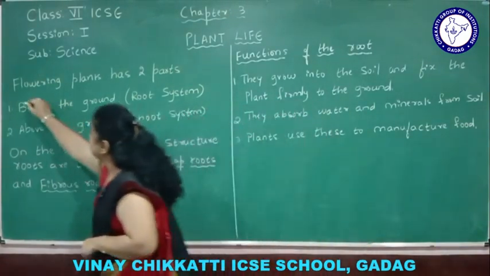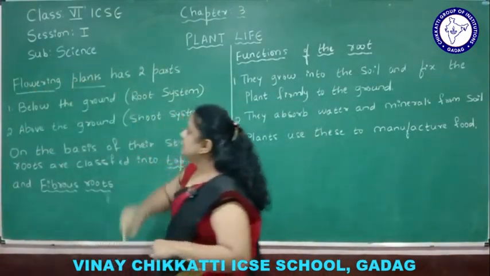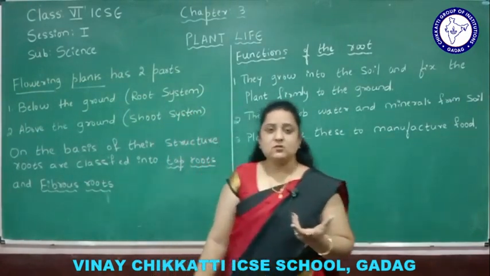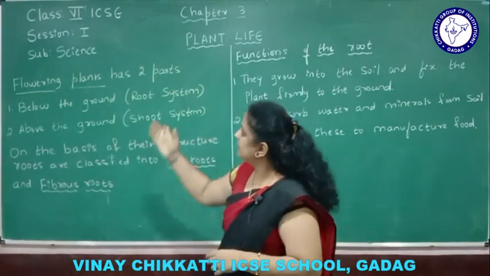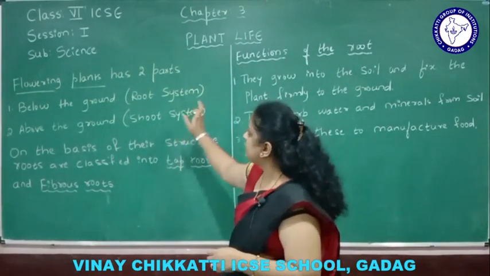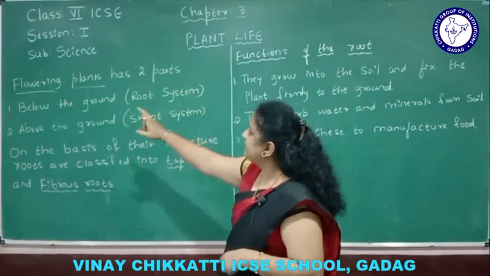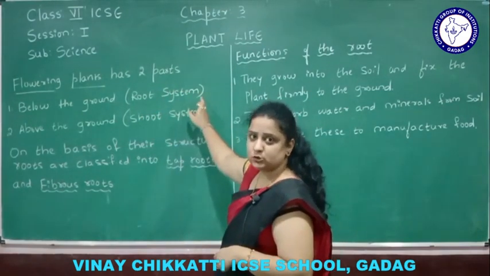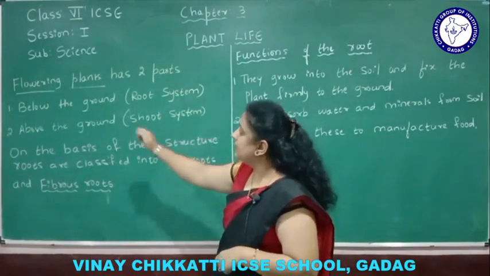Flowering plants. So you have seen beautiful flowers surrounding you, right? They are all called flowering plants. Now there are two main parts of flowering plants. Flowering plants have how many parts? Two parts. Number one, below the ground.